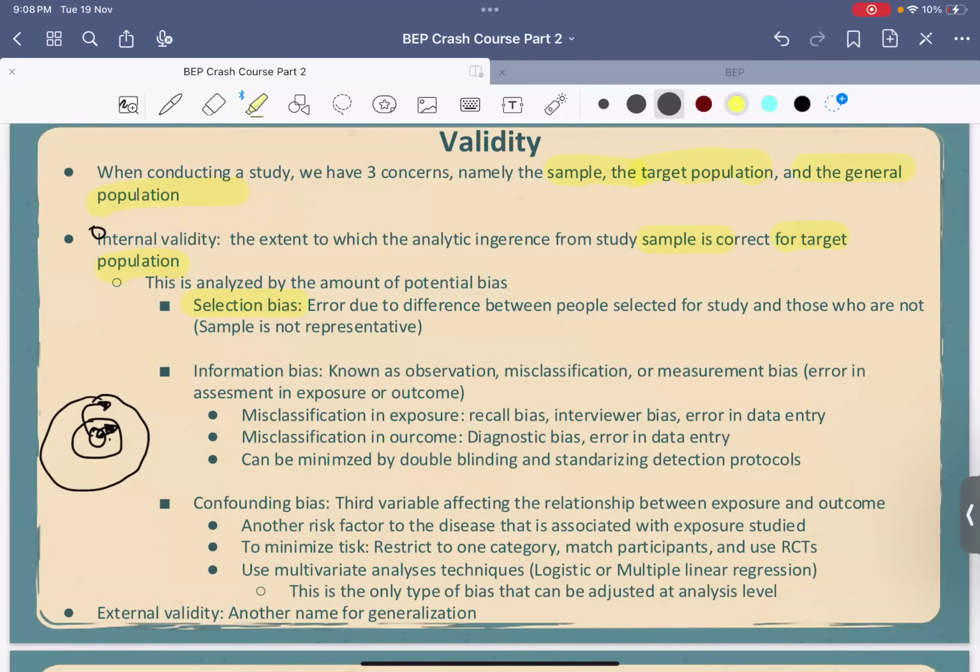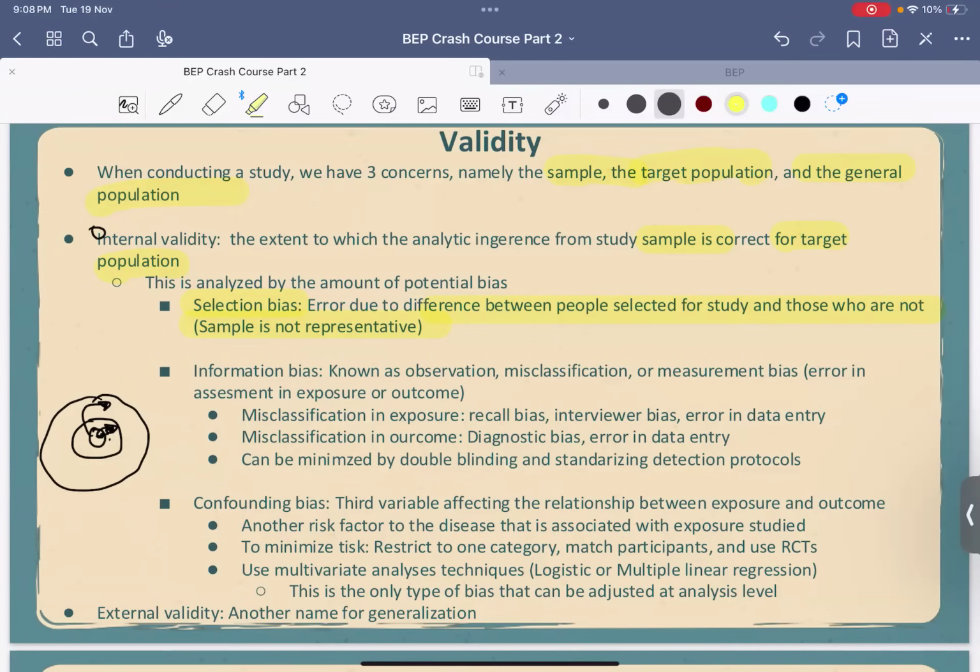Okay, so we have selection bias, which is error due to difference between people selected for study and those who are not. So if I have a target population of pregnant ladies, for example, and then I start selecting a specific group of pregnant ladies that do not represent even this target population, then that's a sample selection bias. And so the sample is not represented. And so if I want to remove this bias, I need to pick a representative sample, okay?